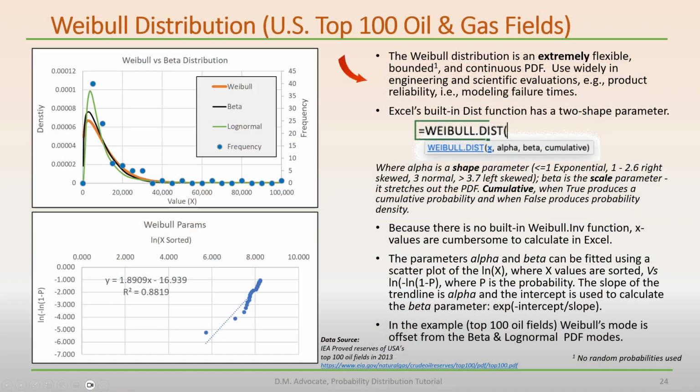The Weibull distribution is an extremely flexible, bounded, and continuous PDF, used widely in engineering and scientific evaluations, for example, product reliability, namely modeling failure times.